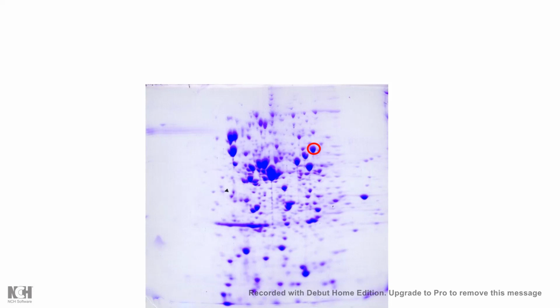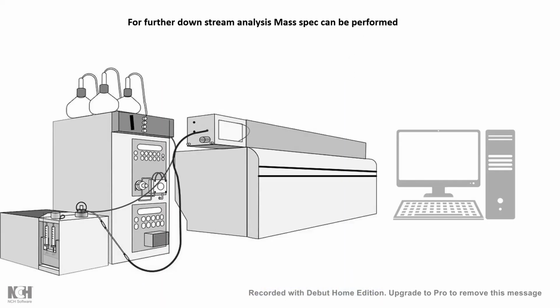For further analysis from this point, a spot on the two-dimensional gel can be dissected, taken out, purified, and we can run a mass spec on that for a better understanding of its interactors or its purity.